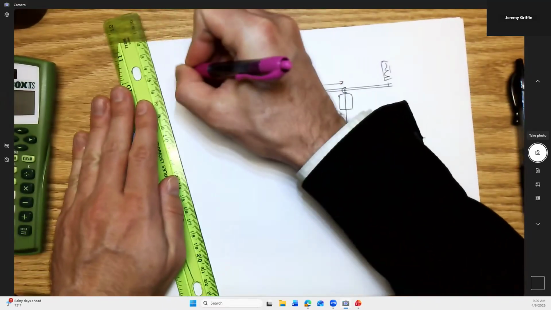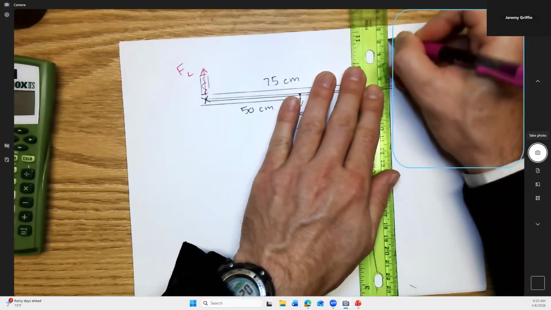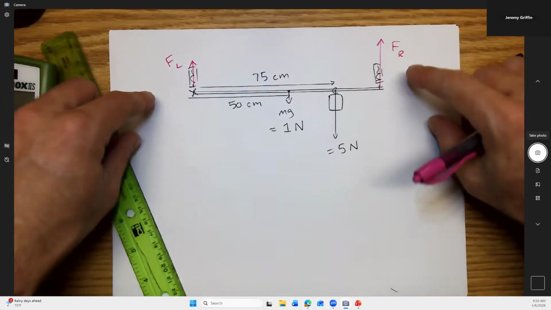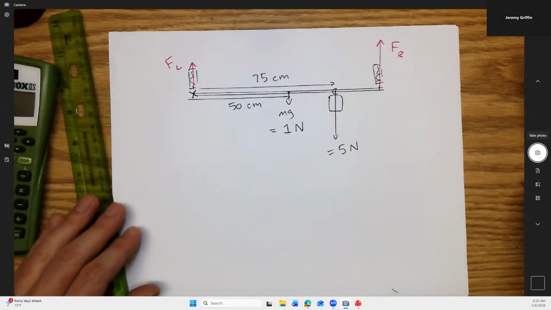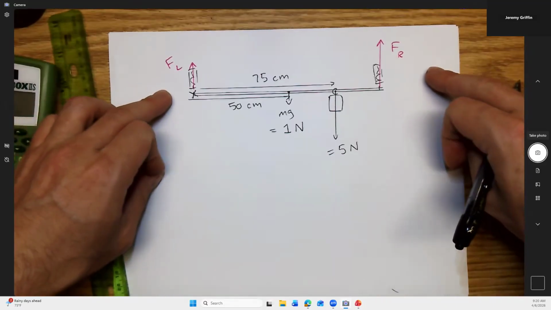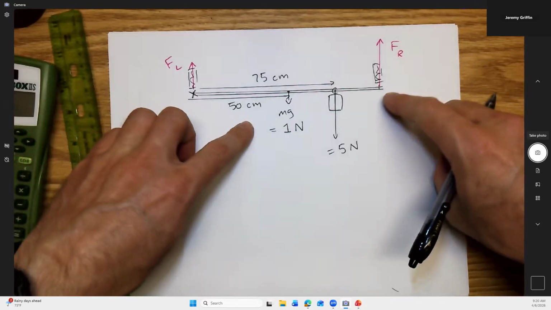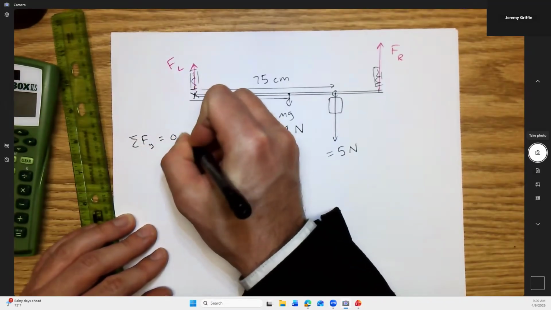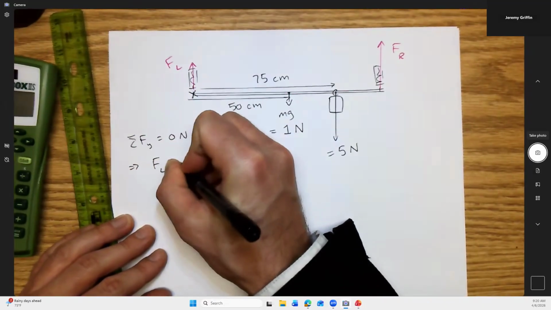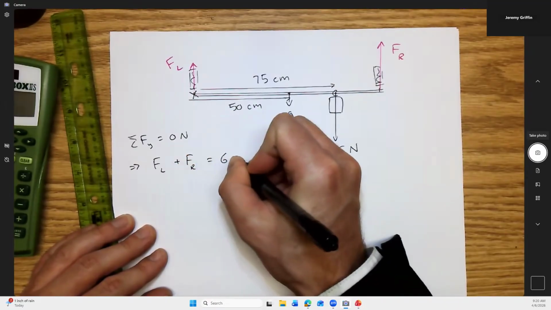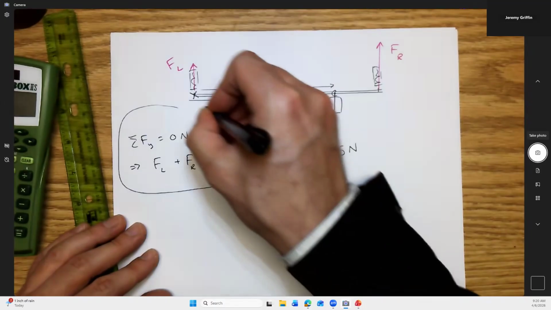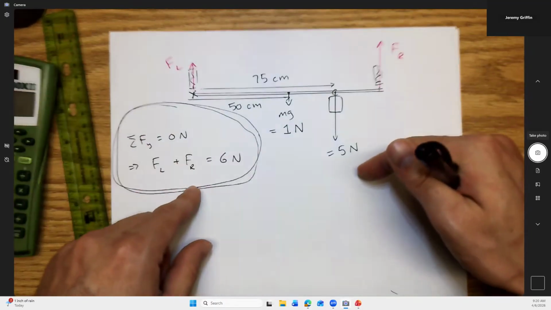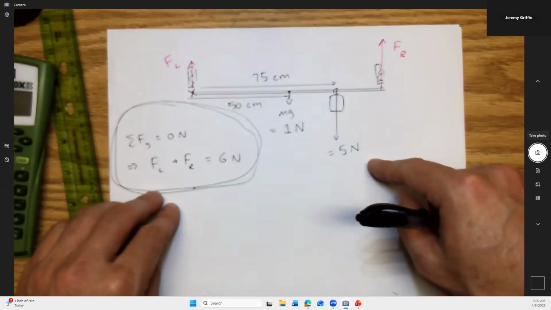And what I want to know is what's the force in each one of these spring scales? What's the force in this spring scale? I'll call it F left. What's the force in this spring scale? I'll call it F right. Okay. You guys get that? What did the two forces have to add up to? 6. 6 Newtons up to balance the 6 Newtons down. I know the sum of forces in the y direction goes to 0 Newtons. Therefore, F left plus F right must be 6 Newtons. Okay. So, a little shortcut math right here. But you guys can see that, right? Because these two up, and then the 1 and the 5 down, that has to zero out. Therefore, these two up have to add up to 6. Okay.